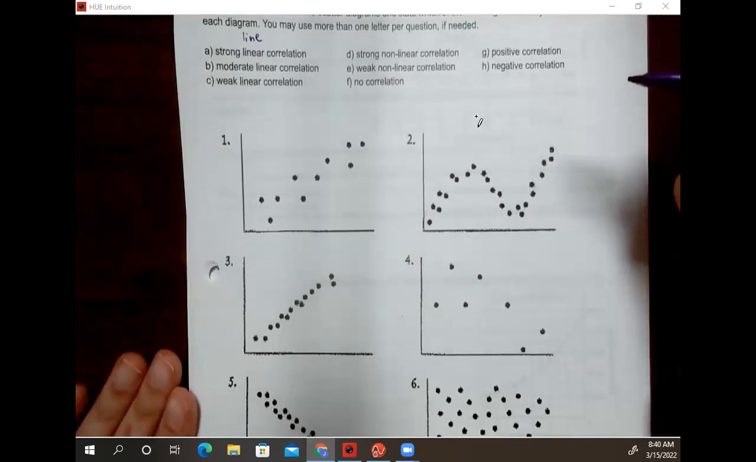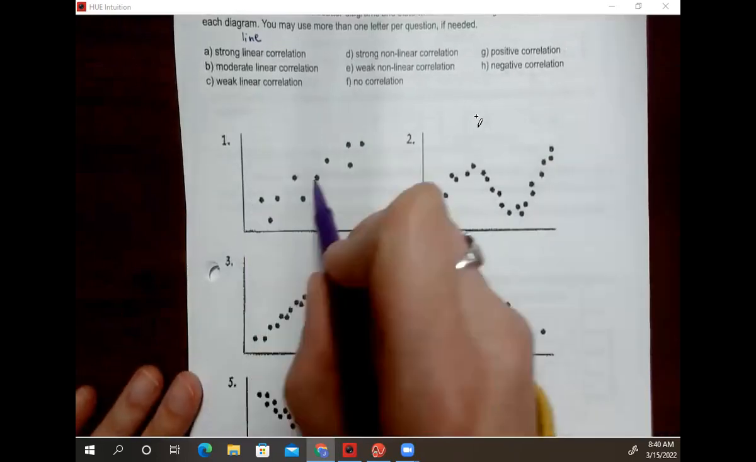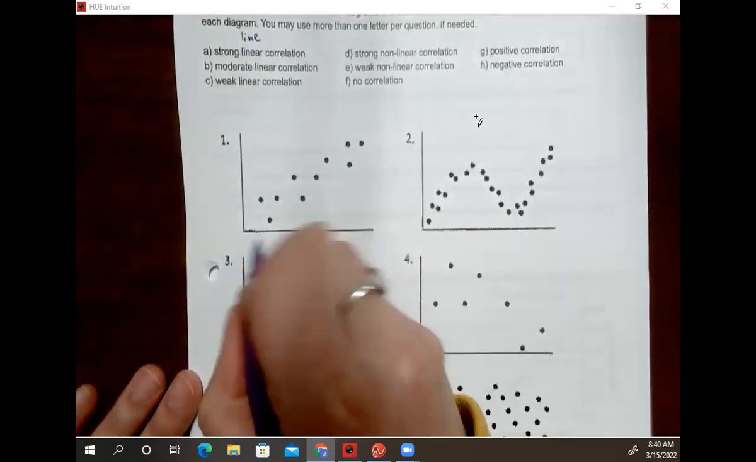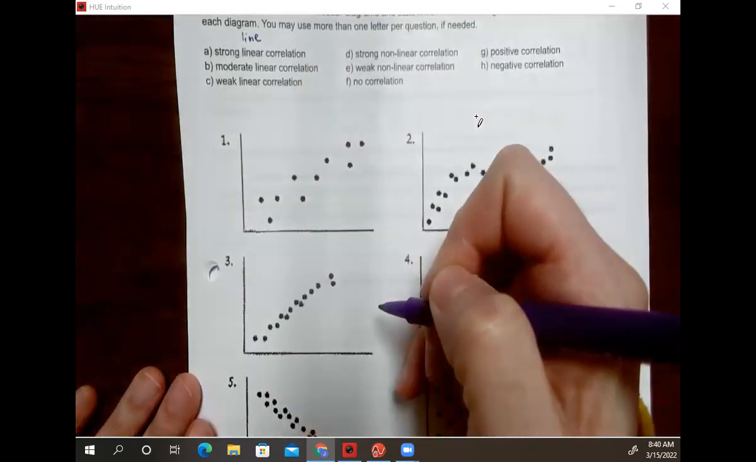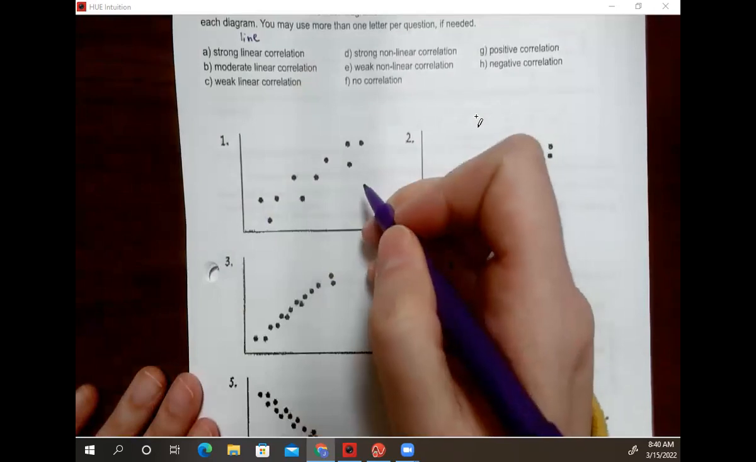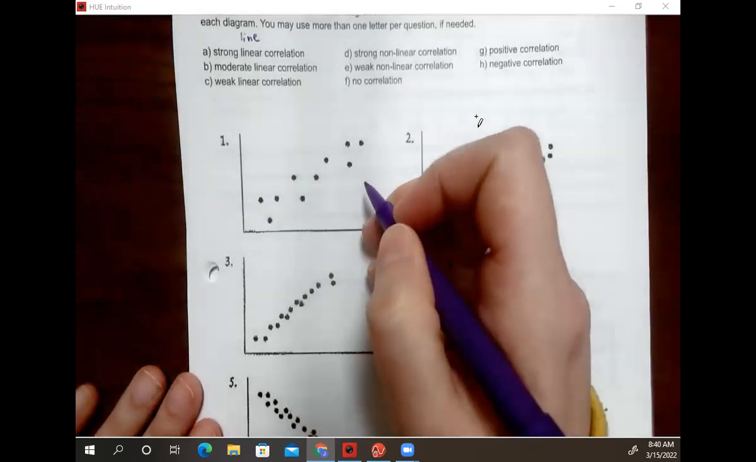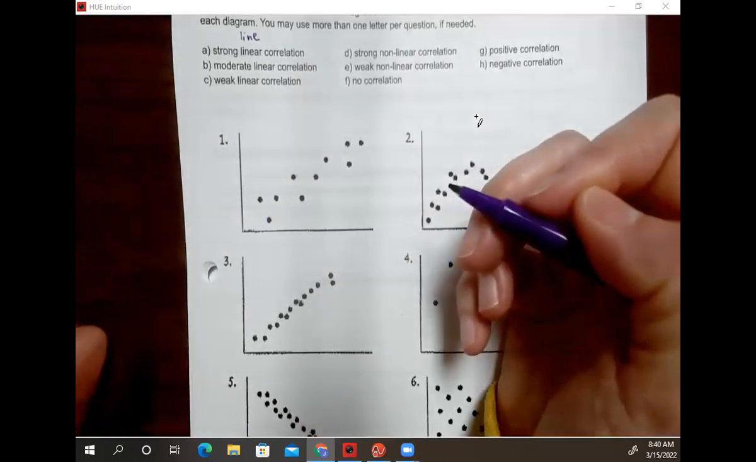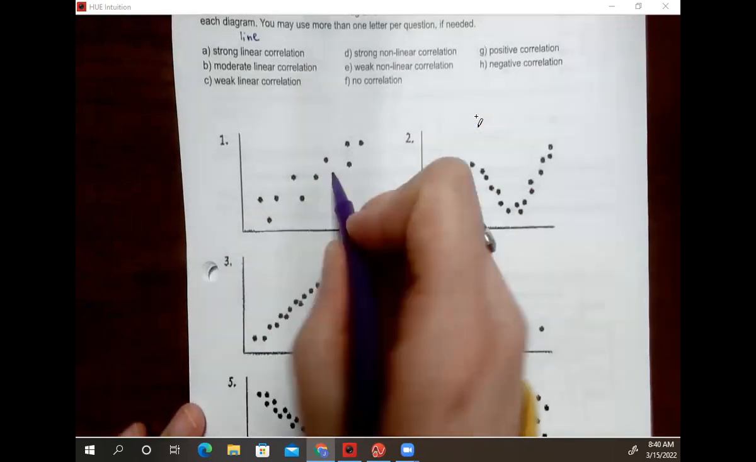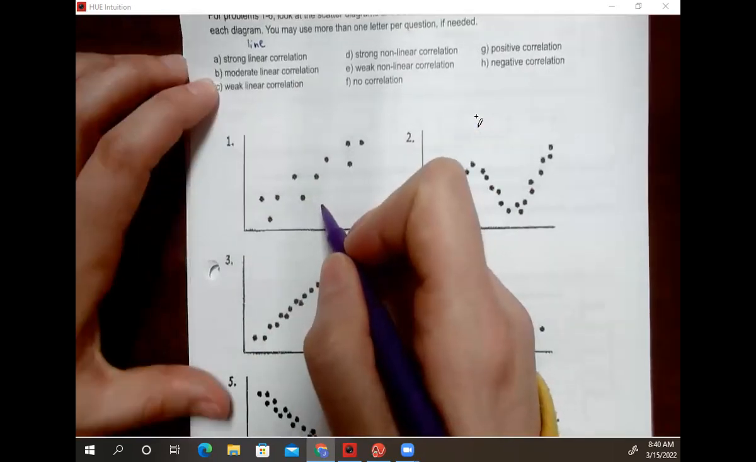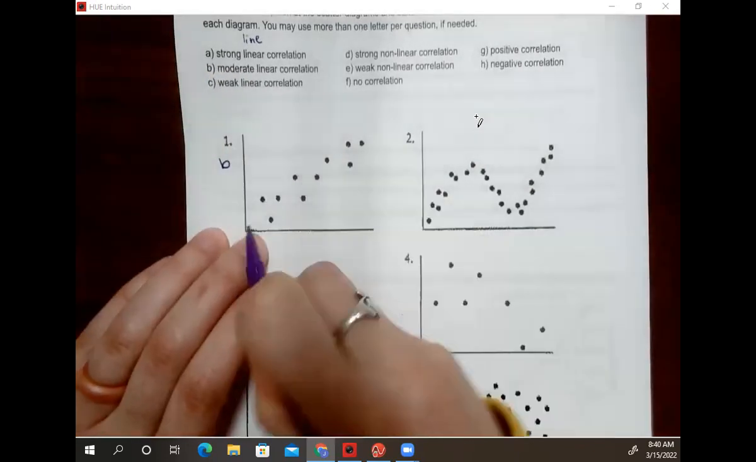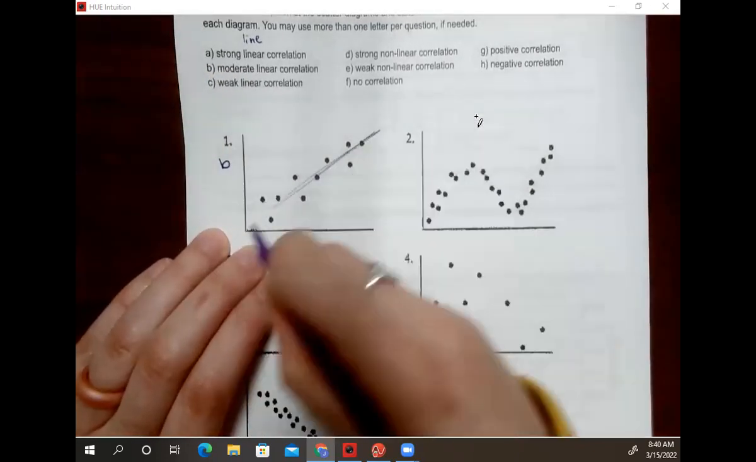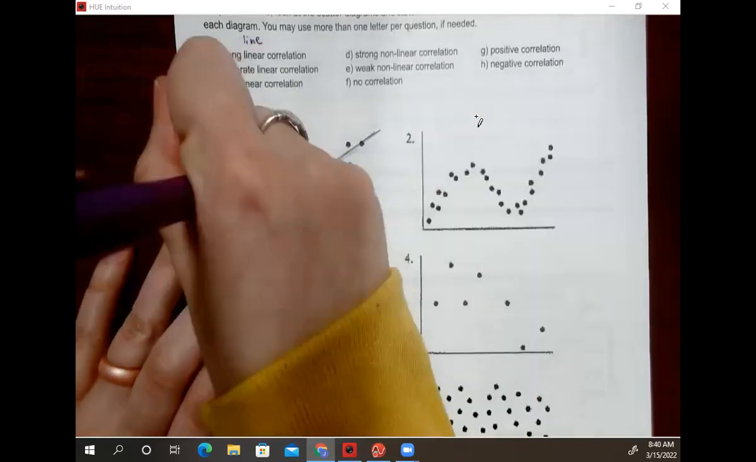As we look at number one, I can see that there is a pattern here. As my X values get bigger, my Y values also get bigger. So I would say that this looks pretty well like a linear correlation, not the strongest linear correlation we can possibly have, but I do have a decent linear correlation there. I'd probably call this a moderate linear correlation. And I can see that if this were a line, it would have a positive slope. So I'm also going to call this a positive correlation.